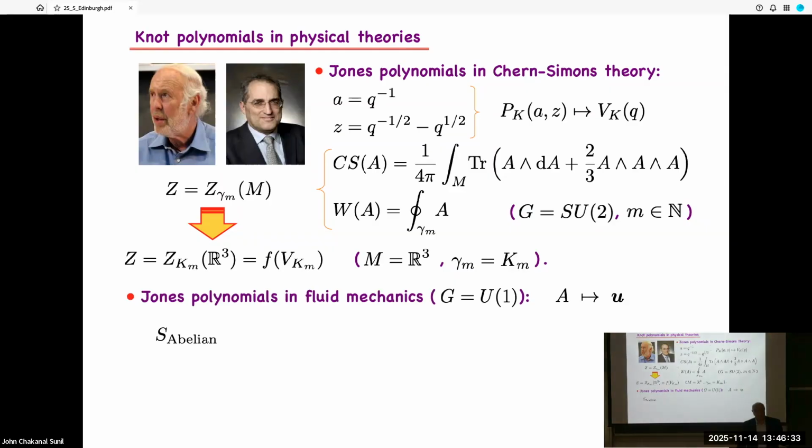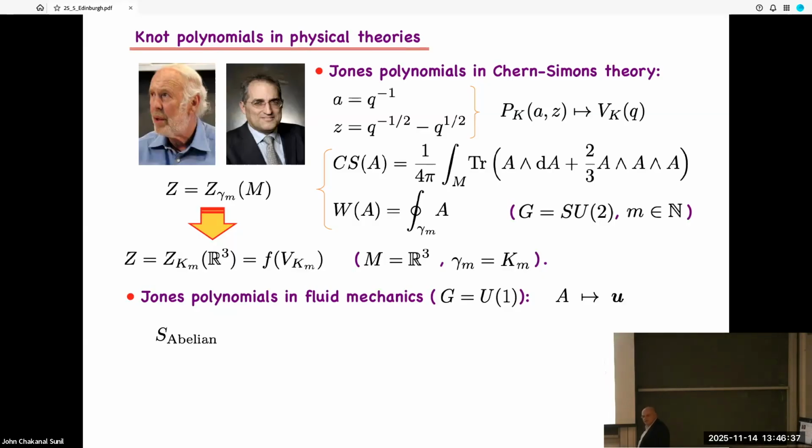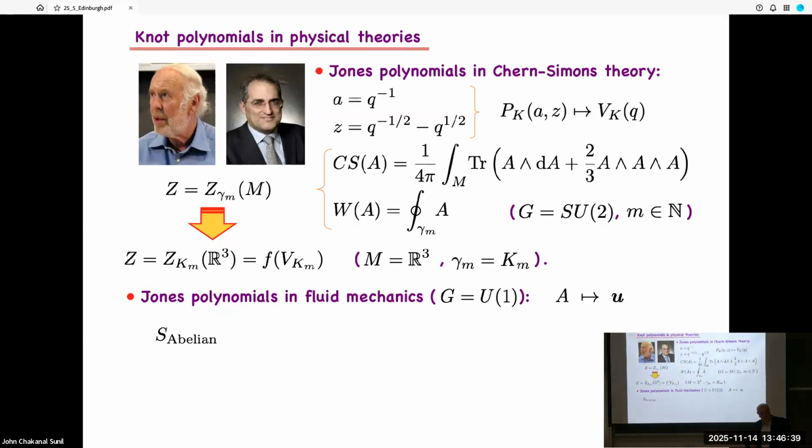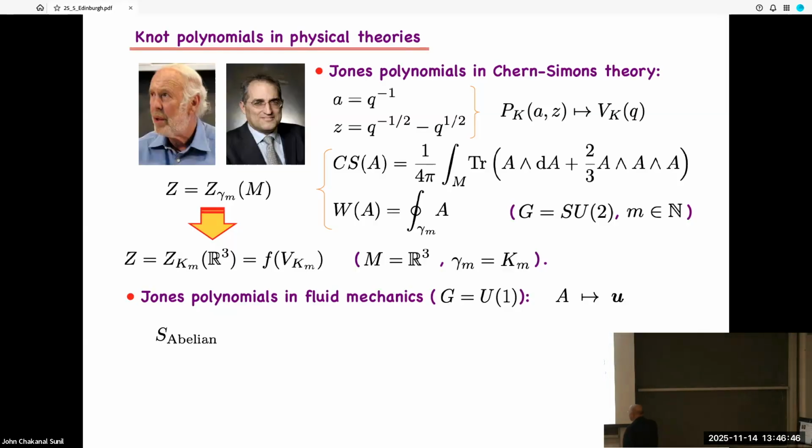Jones polynomial in fluid mechanics, oh my goodness. When I started to work on this, people were very skeptical, including Keith. I remember Keith saying, Renzo, this is you going in the wrong direction. And okay, so here we have G is the U1, and now A, going back to the question, is indeed either the magnetic field, if you like, or actually the vector potential of the magnetic field, or the velocity. I stick to velocity, so you think of vortices.